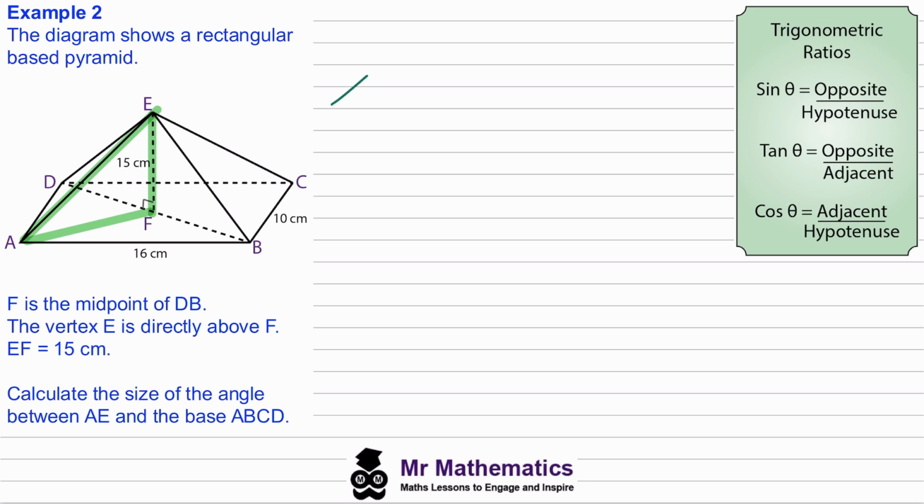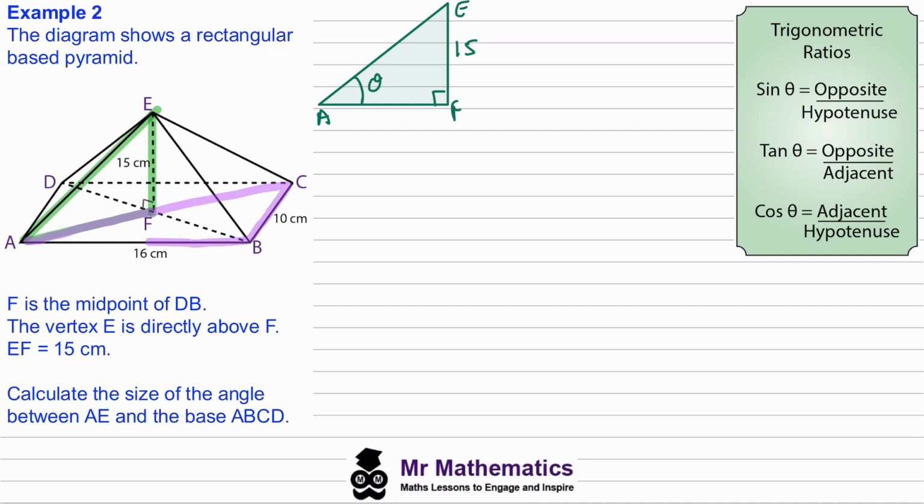I'll sketch this out. So our right angle is at F, the height is 15, and we need to work out the angle here, which I'll call theta. So the problem is we don't know A to F and we don't know A to E. But if F is the midpoint of this diagonal, and the diagonals in a rectangle bisect each other, then this length, A to F, will be half the length of A to C.